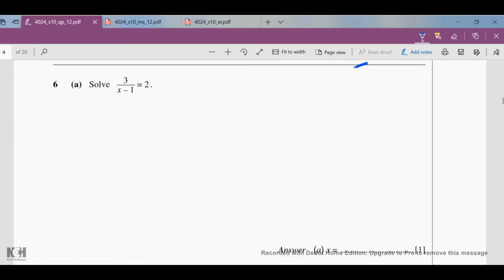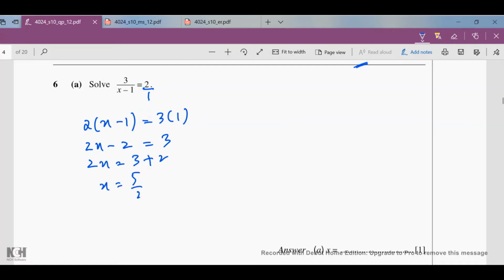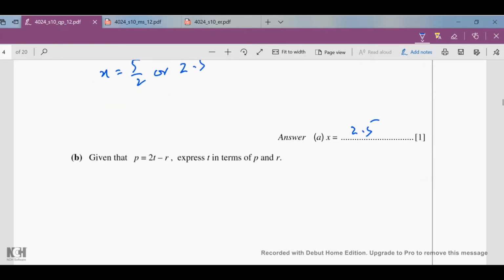Okay, algebra. Here is one. We can do the cross multiplication. 2 multiplied by x minus 1 is equals to 3 times 1. 2x minus 2 is equals to 3. 2x is equals to 3 plus 2. Minus will become plus, and 5/2, or you can write 2.5. That's your result.